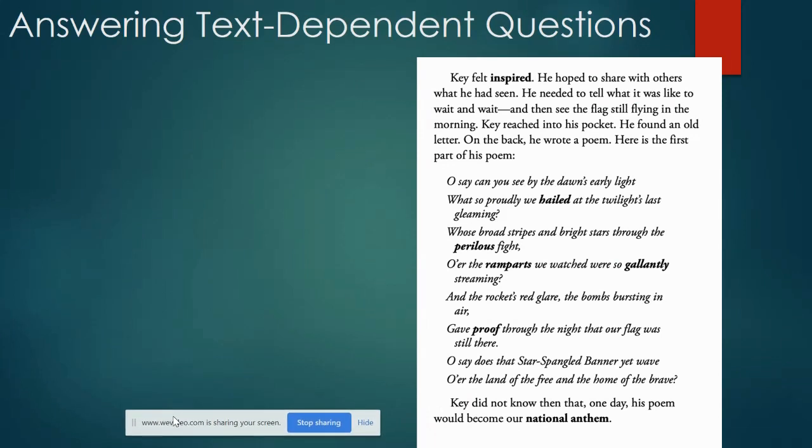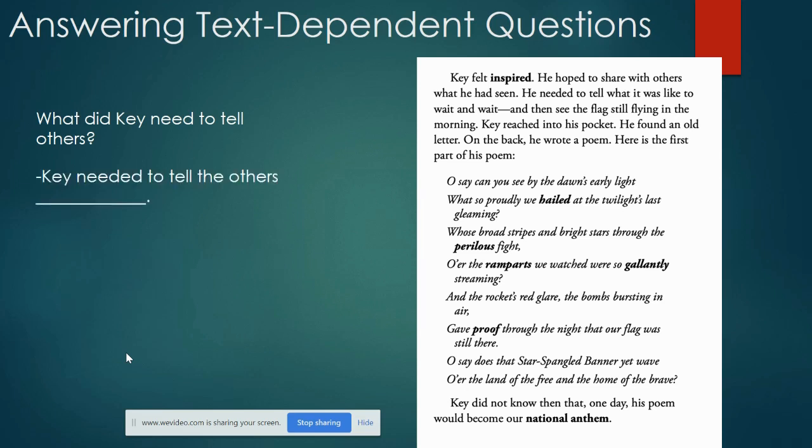Now, let's go ahead and answer our last text-dependent question. What did Key need to tell the others? Go ahead and pause the video now to skim briefly through the page to help find what Key needed to tell the others. Be sure to answer in a complete sentence by rephrasing the question. Key needed to tell the others... Go ahead and pause the video now to find your evidence and to share your thinking. When you are finished, press play to continue.